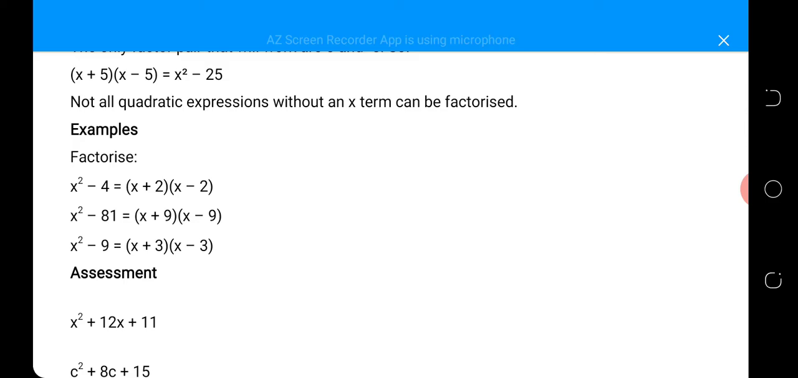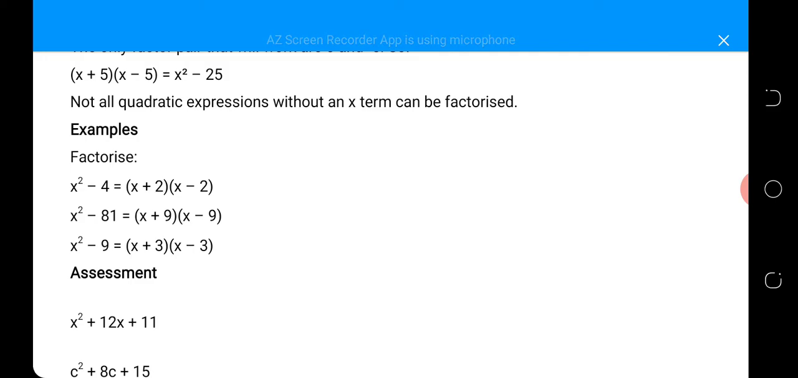Example 2. x squared minus 81 is also a difference of two squares. Open two brackets in front of the expression. Put x in the first bracket, put x in the second bracket. Then look at the constant you have, minus 81. What are the two numbers to be multiplied that will give us minus 81? And when we add the two numbers, we are going to get 0.